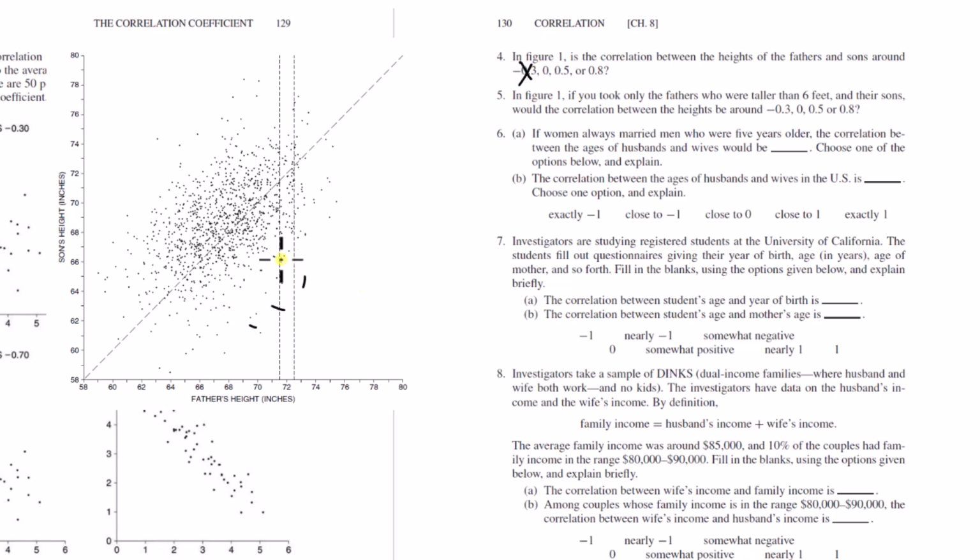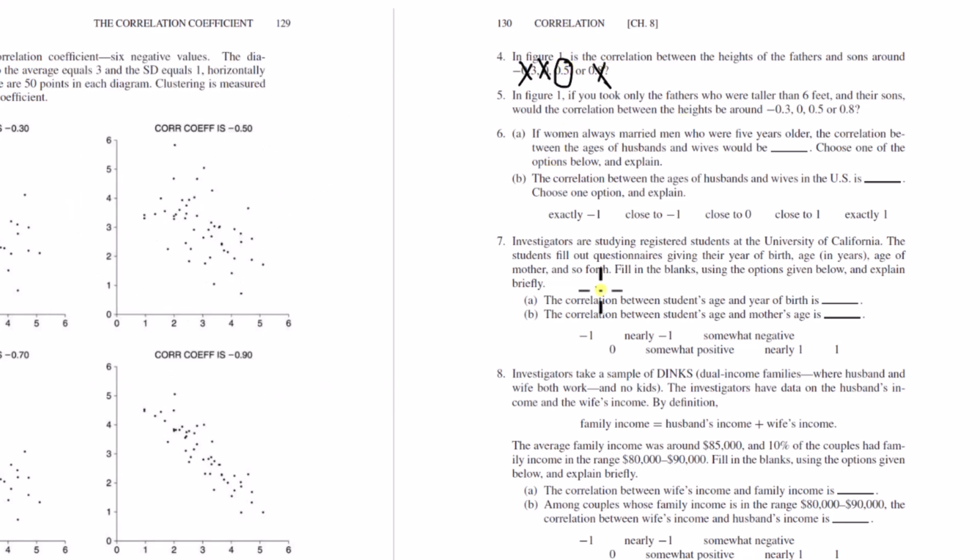Like if we had more data points down here, then maybe so. So it's not going to be 0, but 0.8 is way too high. 0.5 has got to be the answer. With 0.8, you expect it to be a lot more tightly packed around a line. So 0.5.